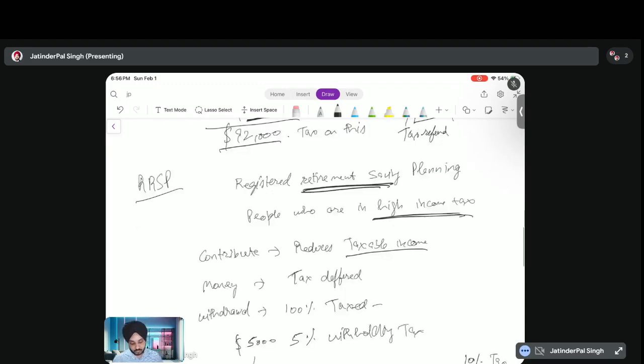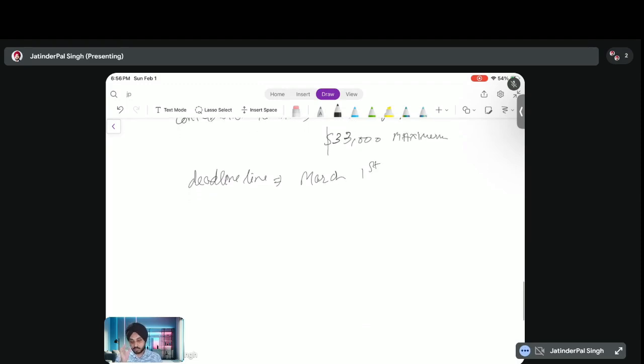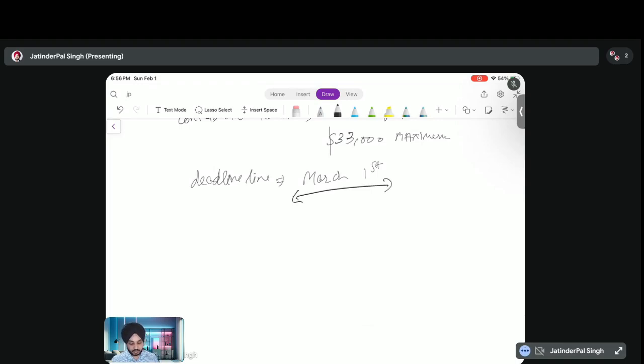So you use these accounts as tools. These are your tools to deposit your money and invest. These are not just to deposit and let it sit. These registered accounts are used to deposit and further invest the money. So the deadline for this year is March 1st. If you want to take advantage of this account, use it before March 1st. And now I'll show you an example of how it works, and then we'll go further.